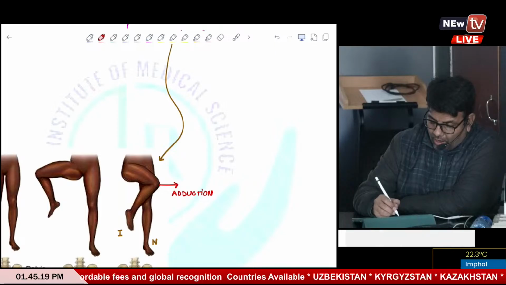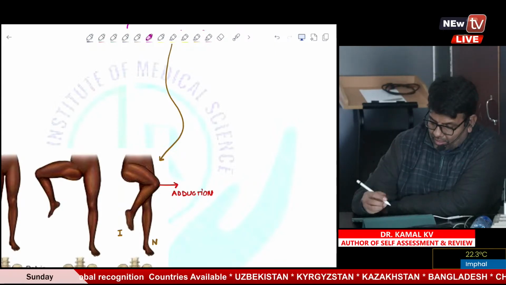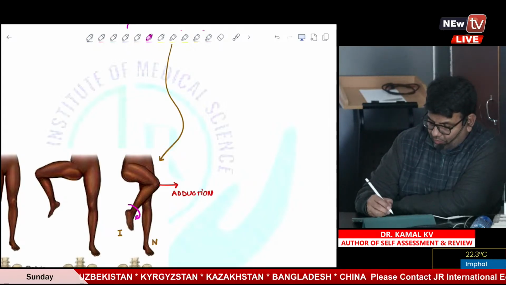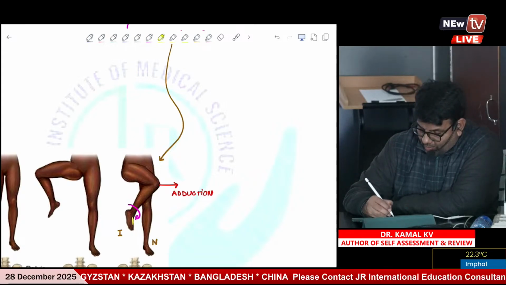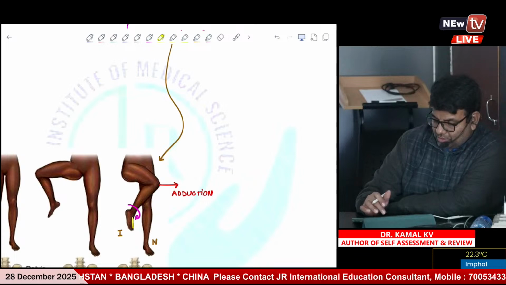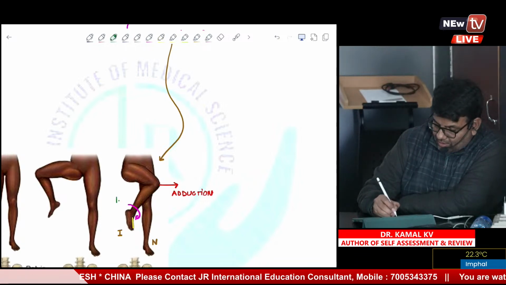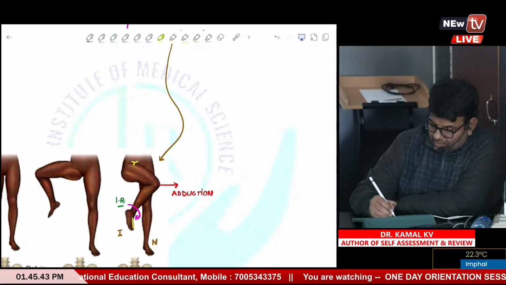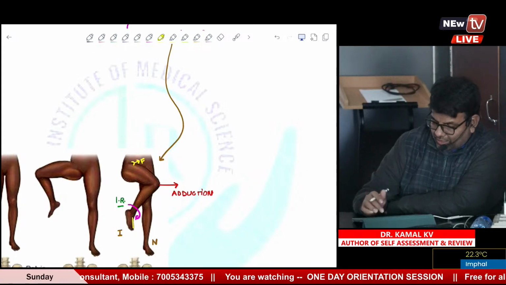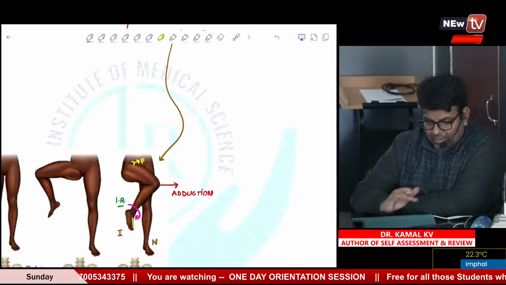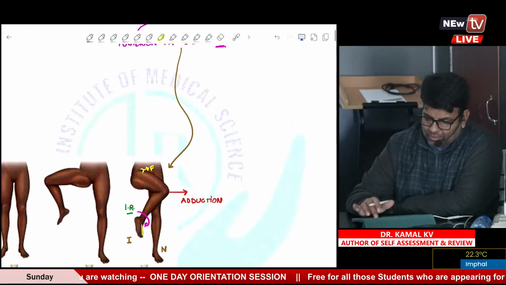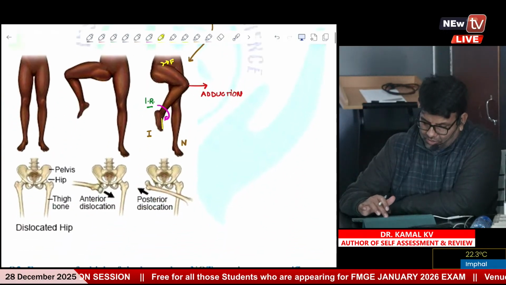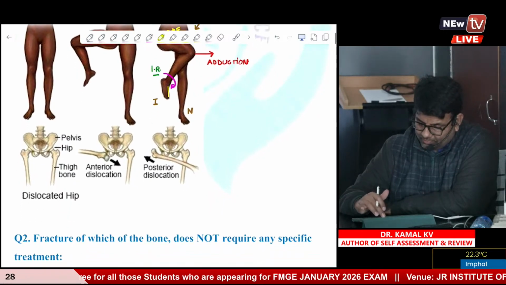Clear? And secondly, how will you say that there is internal rotation? You see the medial border of the foot, and it will be touching the couch. So adduction and internal rotation are quite evident. And thirdly, you can see the flexion as well, flexion at the hip joint. So flexion, adduction, internal rotation after injury, straightforward, you can say this is a case of posterior hip dislocation. So please make sure you don't make any mistake in this.